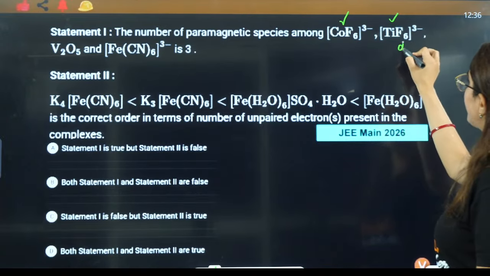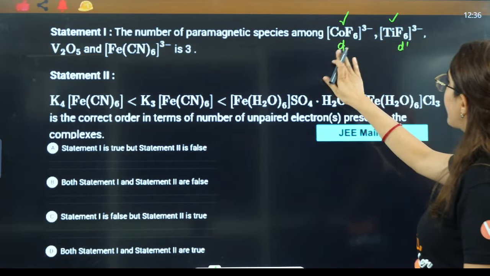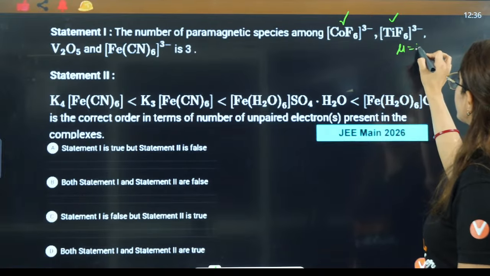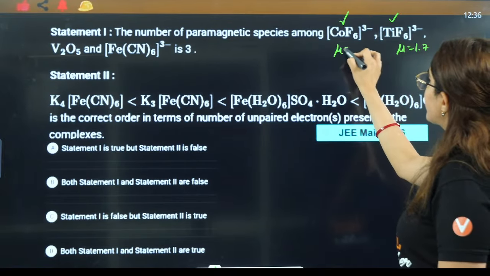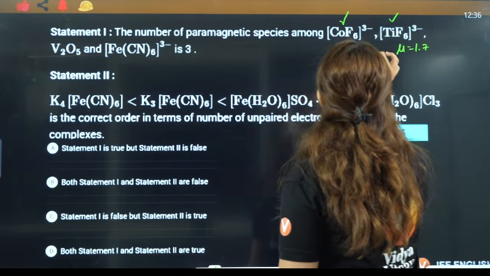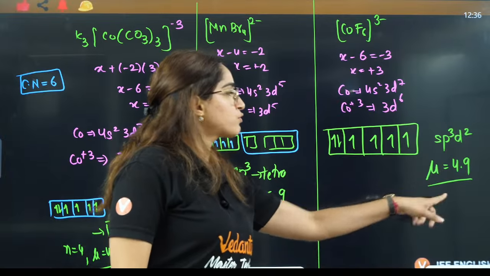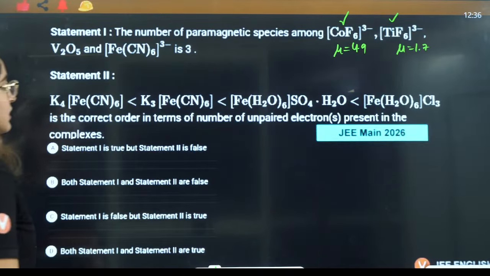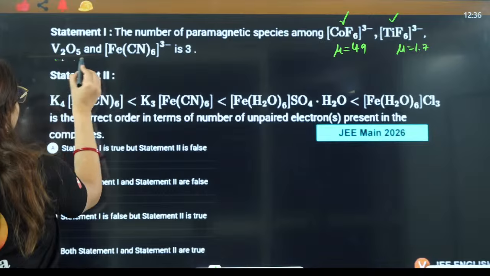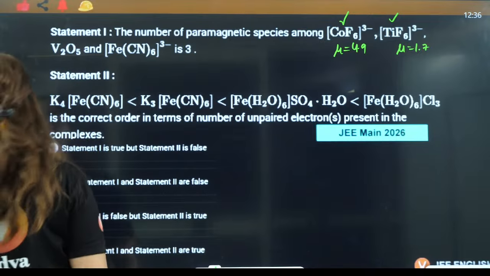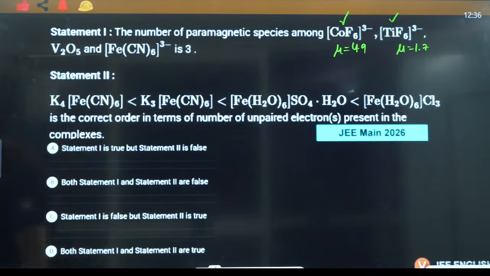So this is d1. How many unpaired electrons? 1, so it is 1.7. This one has how many unpaired electrons? 4, so it was 4.9. We have discussed that, it had 4 unpaired electrons, so 4.9, right? Okay. What about this one? Vanadium oxide here. What about vanadium oxide? Everybody, tell me.